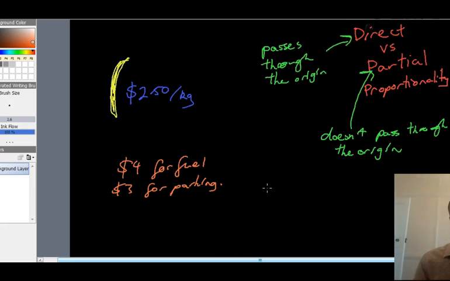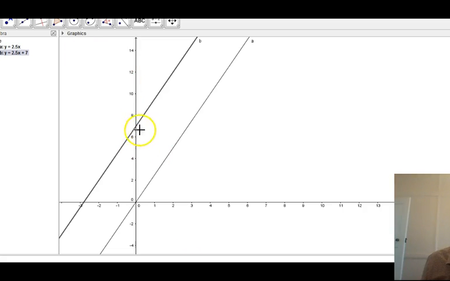Direct versus partial proportionality. What does this mean for you? It means that if you are graphing a partial proportionality, it's pretty simple because it has an x and a y axis. So if I give you an equation that's a partial proportionality, you can use the x and y intercept method to graph it. Find the x-intercept, find the y-intercept, join them up.